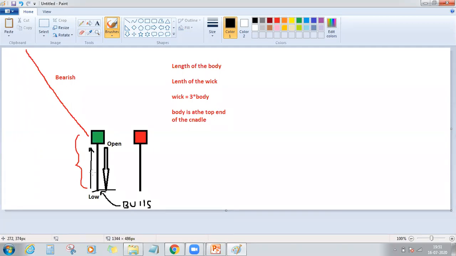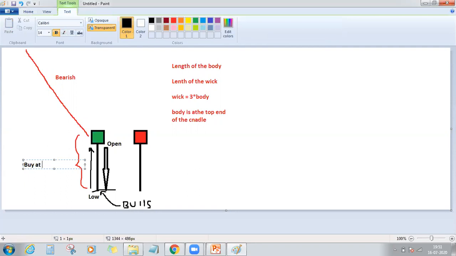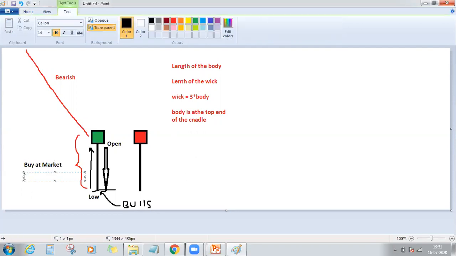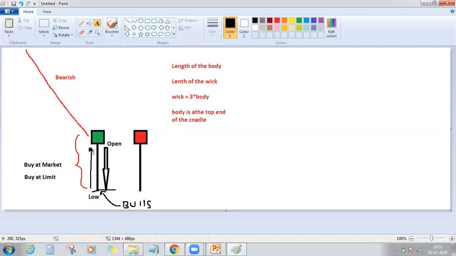How can such a strong shoot up be seen in the market? Only when bulls are aggressive here. So here buy at market price was seen, or it can be buy at limit price. Here we cannot say clearly because price fell down and all the buy orders got executed.